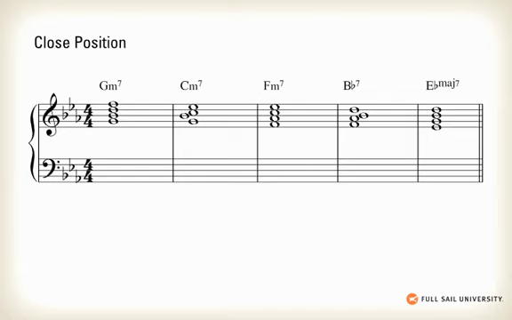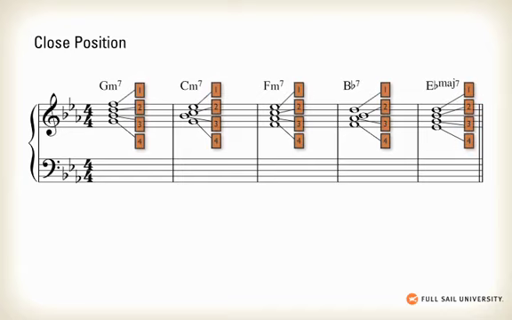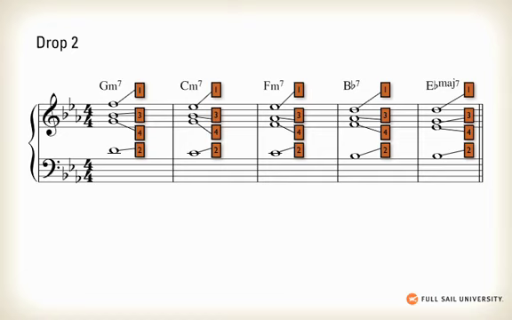We'll begin with drop 2. First, we'll label our chord tones sequentially, from the top down. Next, we'll take the second pitch from the top in each chord and drop it an octave like this.